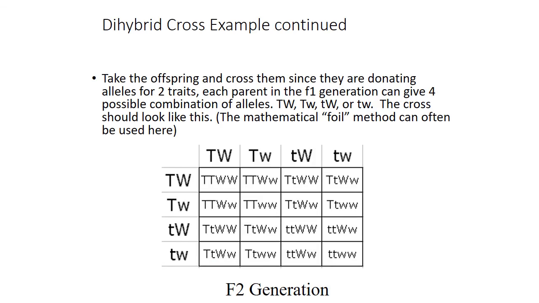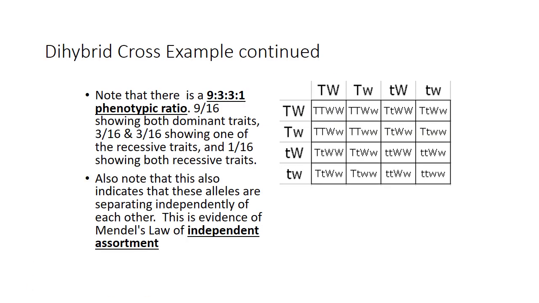If you look right here, we actually have that. We get 4 possible combinations of alleles from this FOIL method, where it's big T, big W, and then if you look over here, little t, little w in that bottom right-hand corner. And we get a ratio that is 9, 3, 3, 1, which means we have 9 who show the dominant of both traits, 3 showing the dominant of one trait and the recessive of the other, 3 showing the dominant of the other trait and the recessive of the first, and then 1 showing the recessive of both traits.